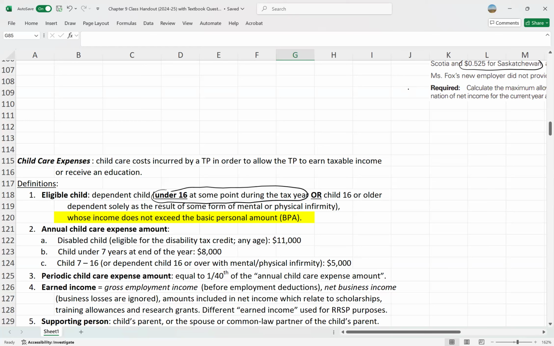And so basically they have to be in the year they turn 16, that's the last year you can claim childcare costs for that child because they were under 16 at some point during the year.